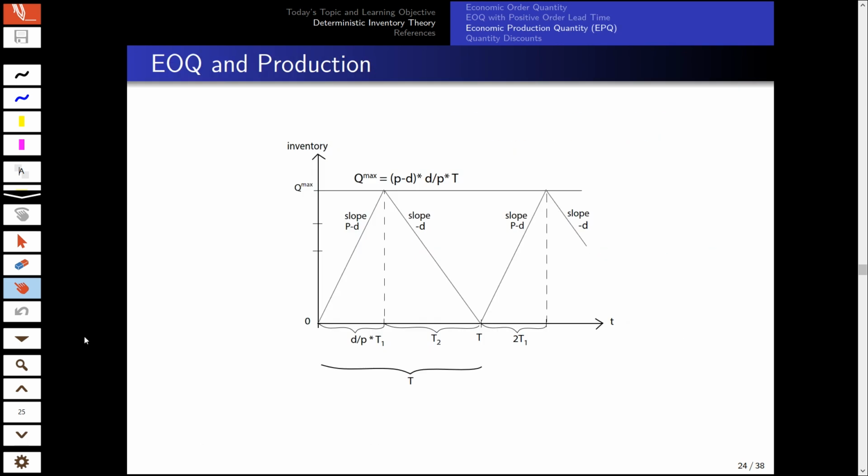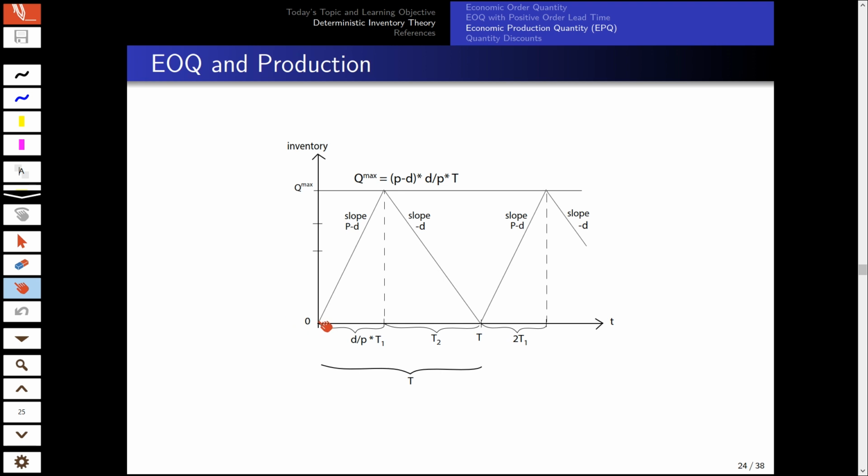Now we look at another extension of the EOQ formula. We take now the simplest form for this, so we abstract again from positive order lead times and from backordering, but we take our simple EOQ formula, and now we want to see how our optimal terms change when we regard a positive finite production rate.